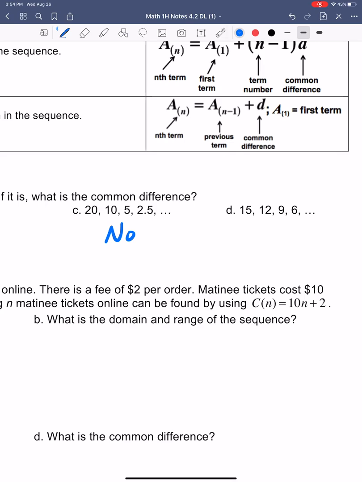And letter D, we can see it looks like we're subtracting 3, subtracting 3, subtracting 3 to get from one term to the next. So this is, yes, this is an arithmetic sequence, and D equals -3.